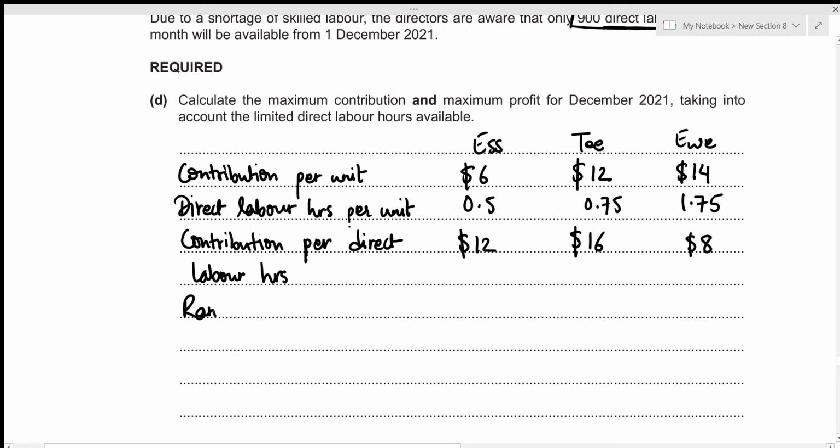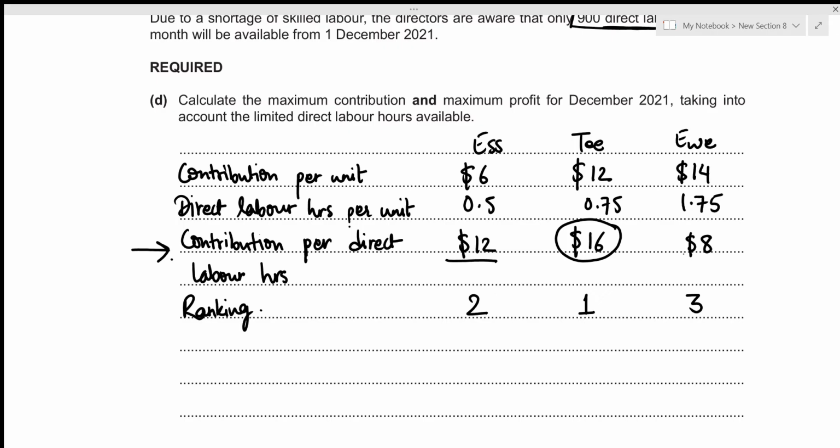So ranking is always done on the basis of contribution per the limited resource. In this case, that's contribution per direct labor hour. So the first rank goes to the highest contribution per direct labor hour. Among these three, obviously the highest one is 16. So we rank the product T as the first priority product. Then we have 12. So we will be ranking the product S as the second priority product. And lastly, we have E. So that's the third ranking, which means we only prioritize E after prioritizing the products T and S.